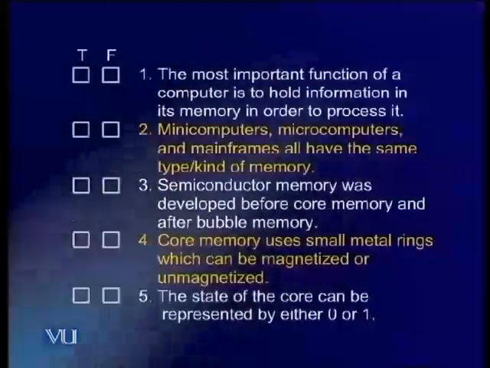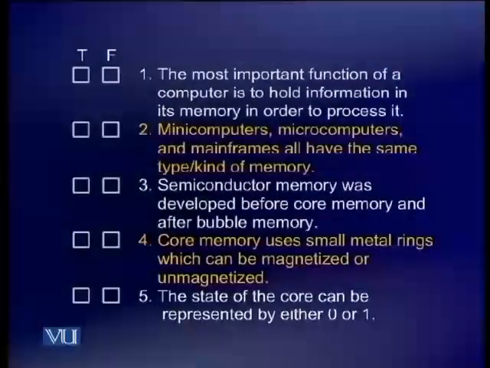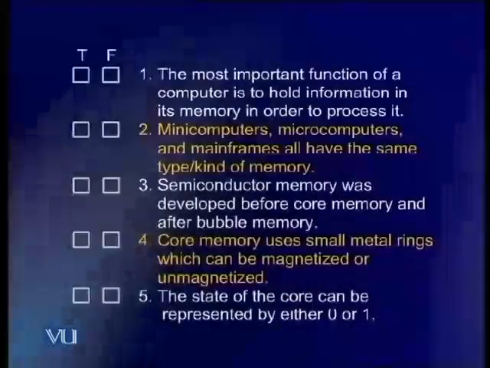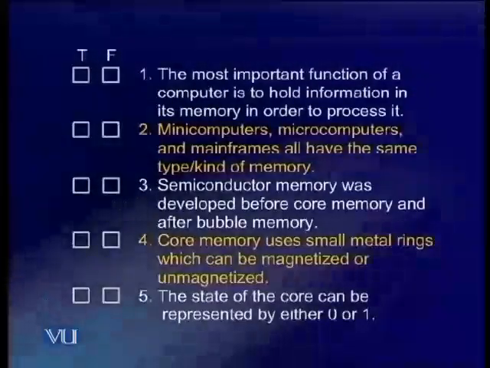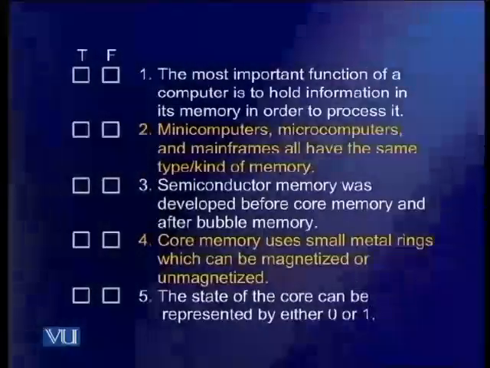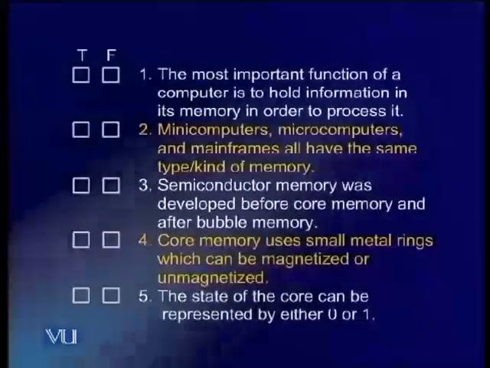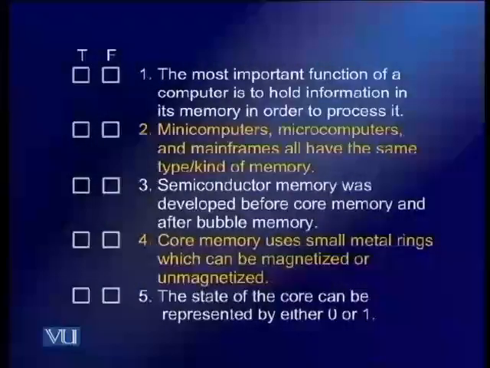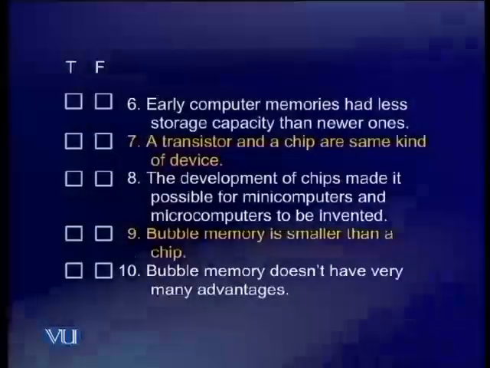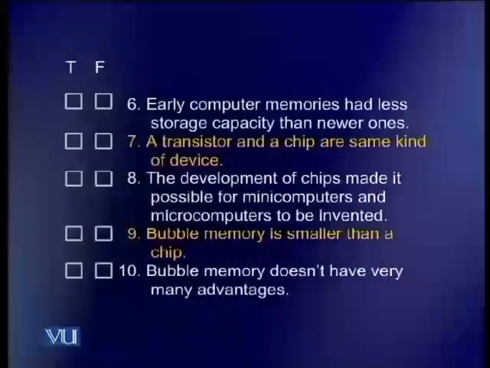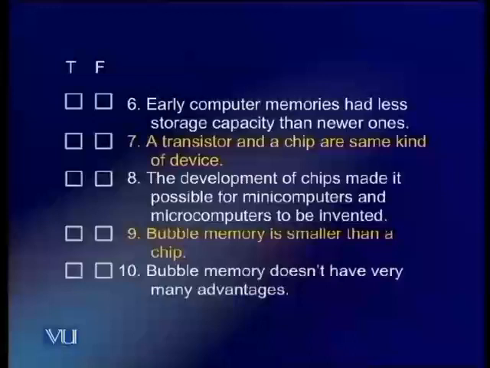Statement number 4. Core memory uses small metal rings which can be magnetized or unmagnetized. It is a true statement. Statement number 5. The state of the core can be represented by either 0 or 1. It's a true statement. Number 6. Early computer memories had less storage capacity than newer ones. It's a true statement.